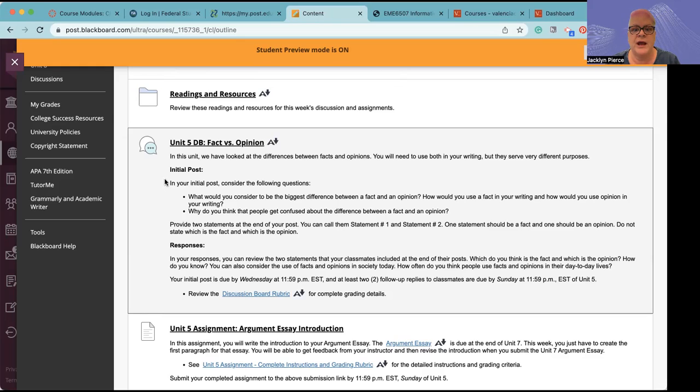The other thing I want to point out about those is that it's possible to have something that is a fact that is untrue. So people might say the sky is orange. That's not an opinion. They are stating that as a fact. So when you're doing your statements, make sure one is really an opinion, one is really a fact.